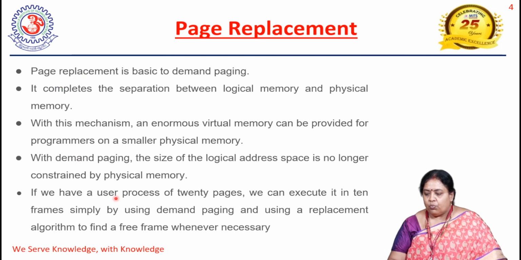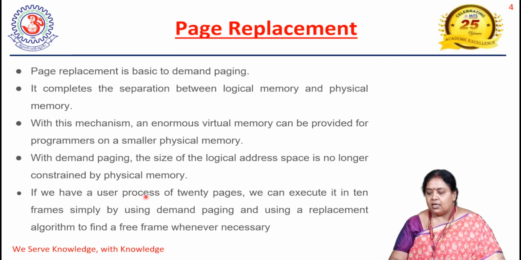For example, consider a user process having 20 pages, so we can execute it in 10 frames only. That means for that process 10 frames can be allocated. That means we are going to store only 10 pages in the main memory and the remaining 10 pages will be in the hard disk. Whenever a page is required, that will be brought into the memory. If those 10 frames are full, now we have to replace one page that is in one frame with the new page. There we require the replacement.